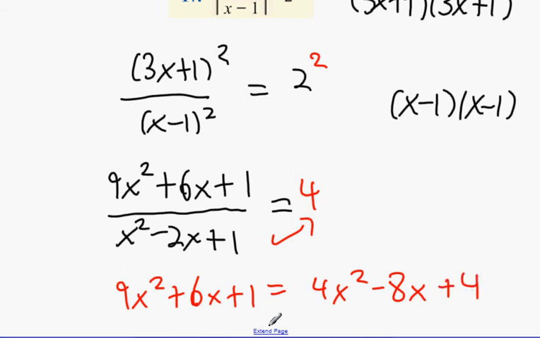Is 1 by 4 not 4? Sorry? 1 by 4 not 4? It is, yeah. X squared by 4 is 4x squared. 2x by 4 is minus 8x. 1 multiplied by 4 is 4. Sorry, I thought you were doing the left one.